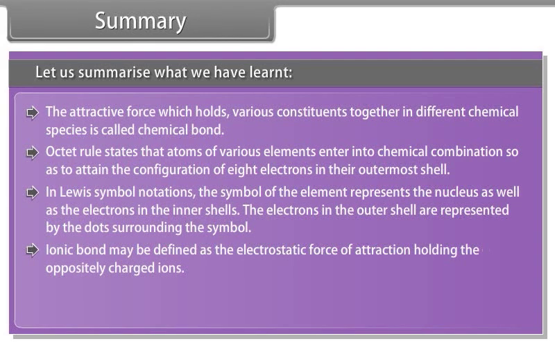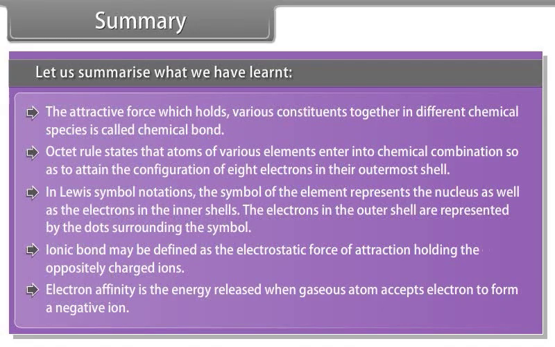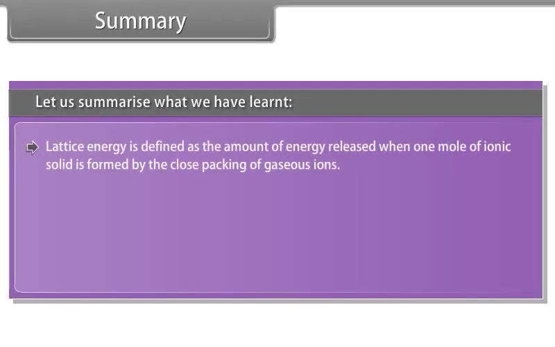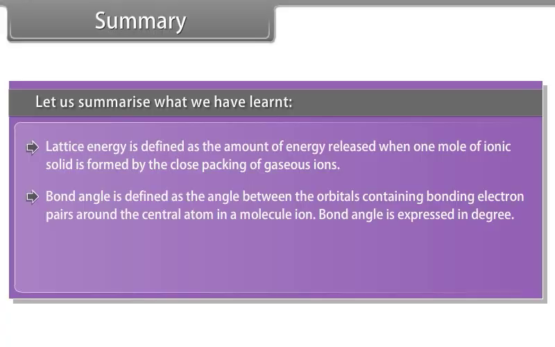Ionic bond may be defined as the electrostatic force of attraction holding the oppositely charged ions. Electron affinity is the energy released when a gaseous atom accepts an electron to form a negative ion. Lattice energy is defined as the amount of energy released when 1 mole of ionic solid is formed by the close packing of gaseous ions. Bond angle is defined as the angle between the orbitals containing bonding electron pairs around the central atom in a molecule or ion. Bond angle is expressed in degrees.